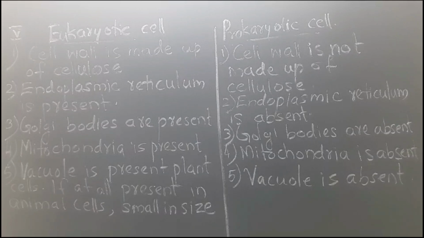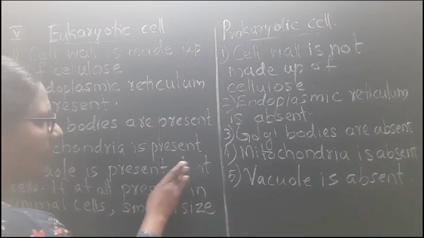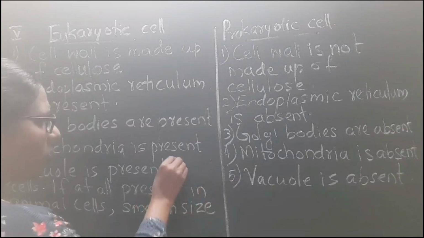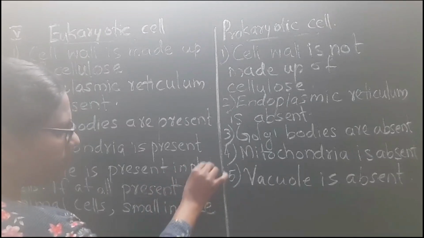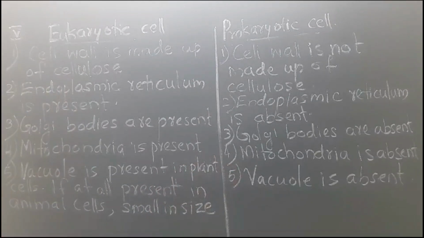Fifth point, vacuole is present in plant cells. I'm sorry. If at all present in animal cells, it is small in size in eukaryotic cell. But vacuole is absent in prokaryotic cell. These are the 5 differences between eukaryotic cell and prokaryotic cell.